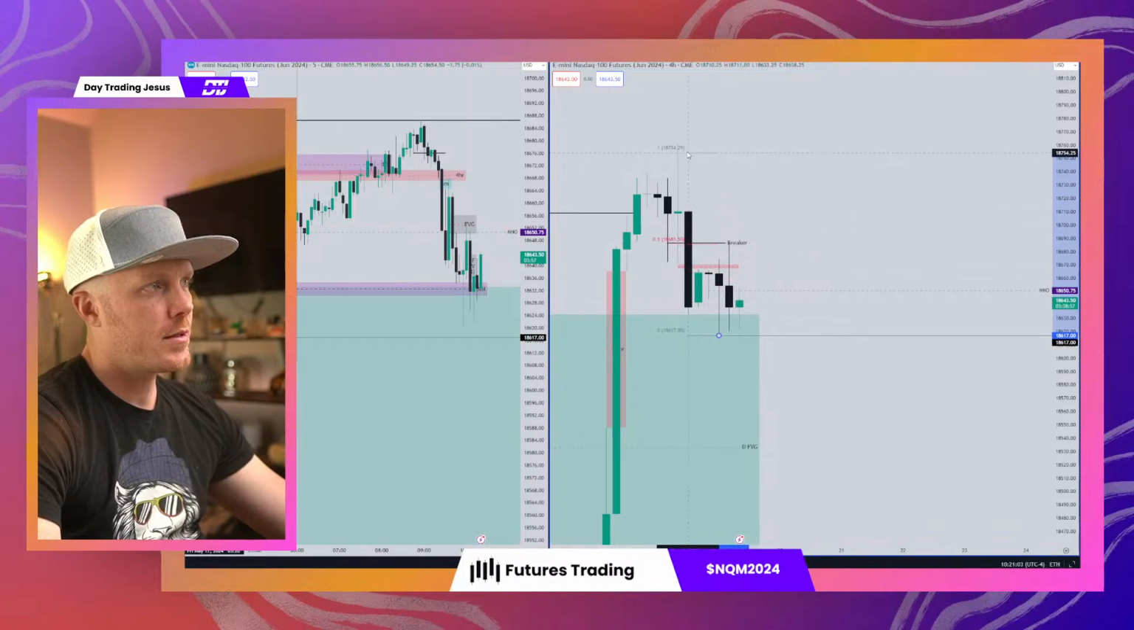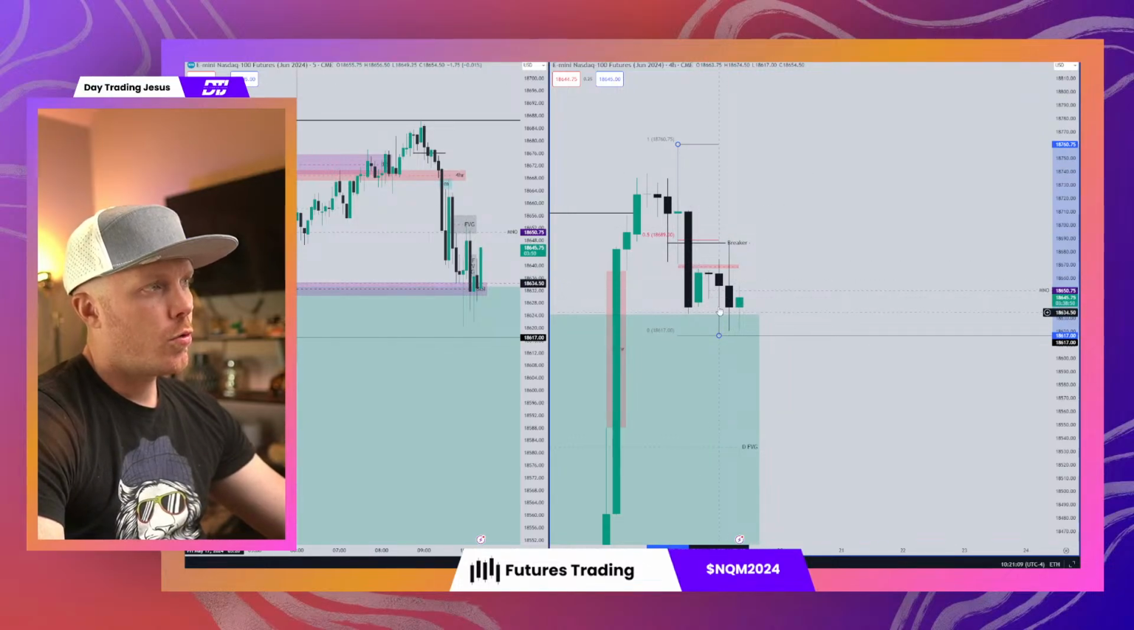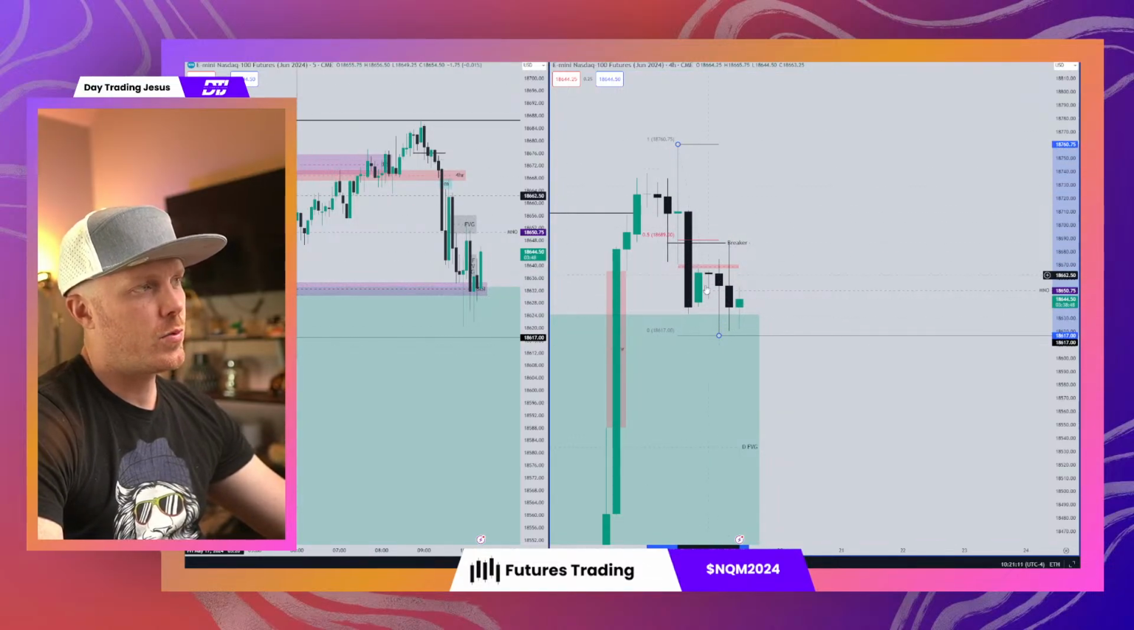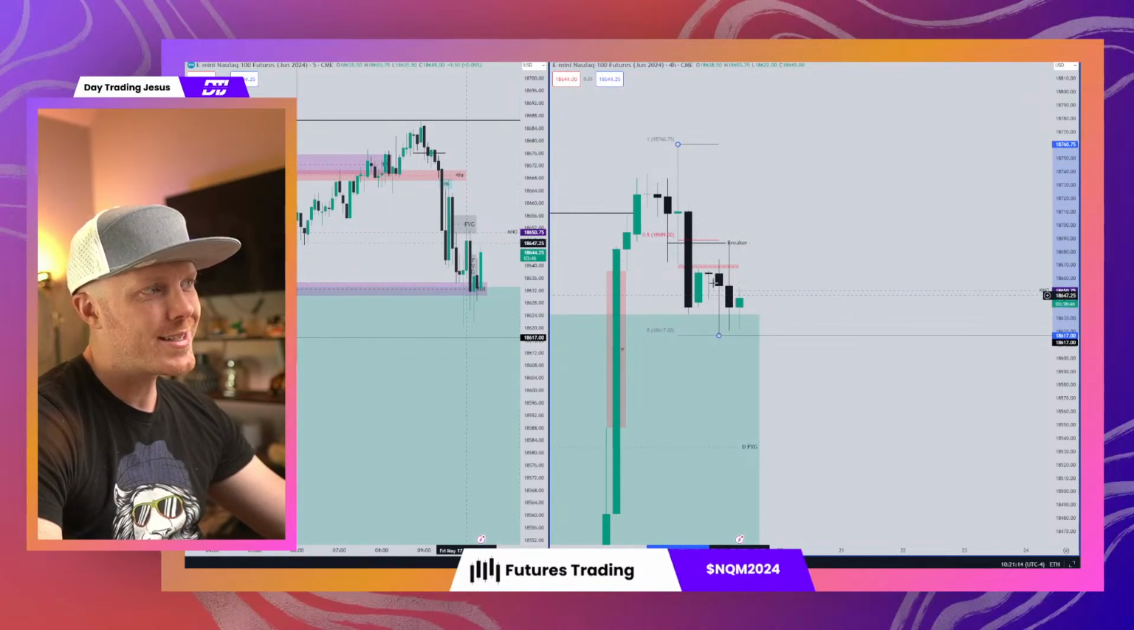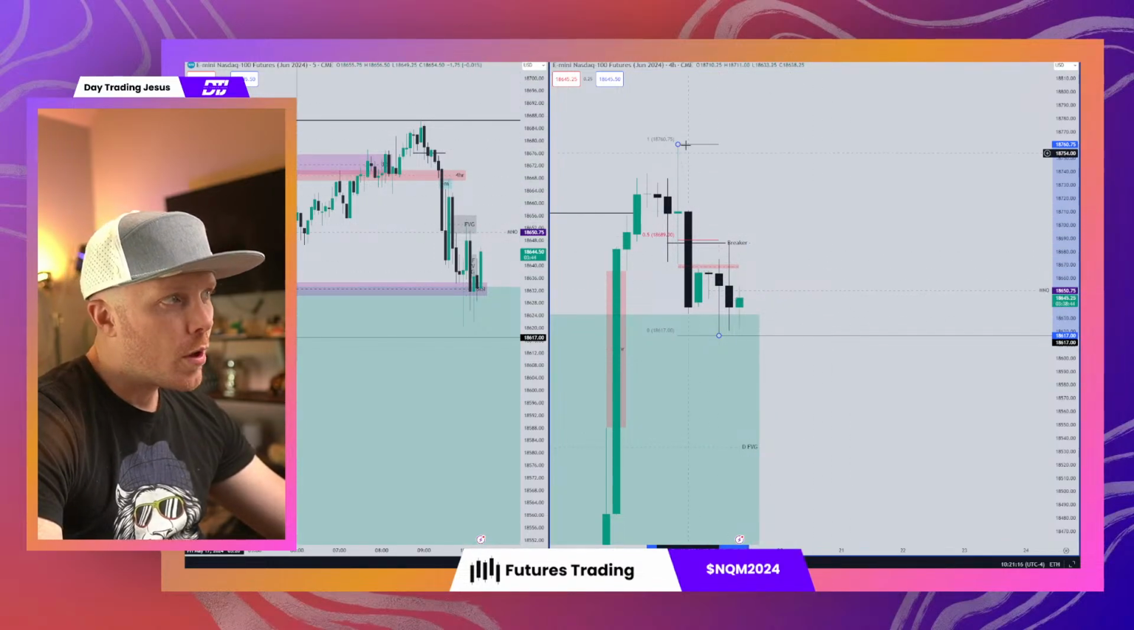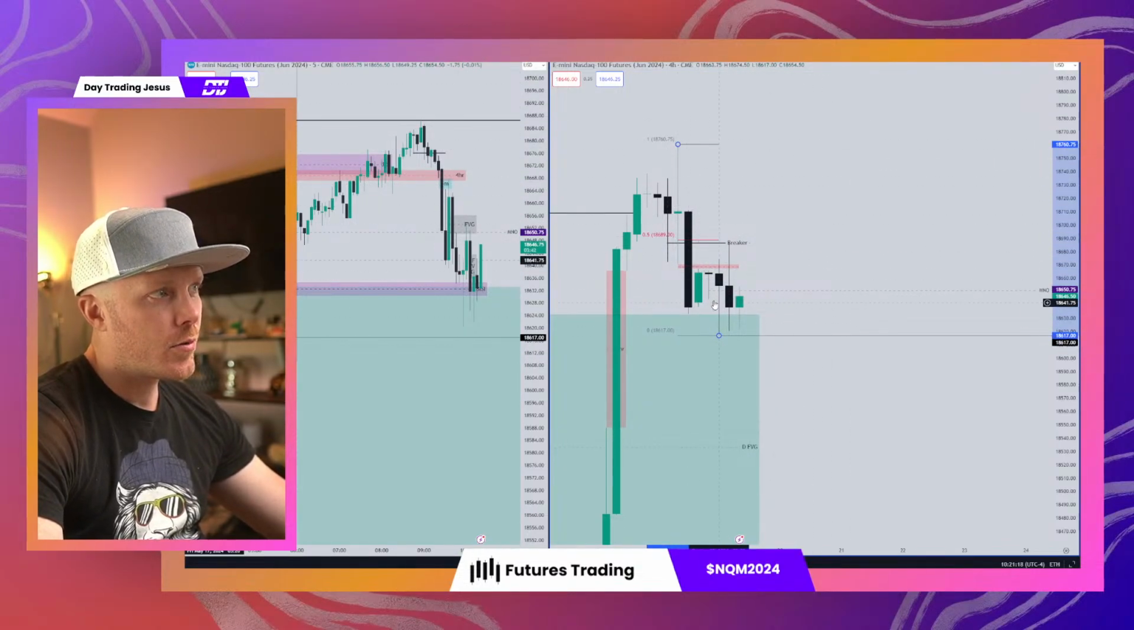Specifically from this 4 hour swing high to this swing low, this is a dealing range. We use this in reference on where price wants to go to. So right now, price is in discount within this dealing range.